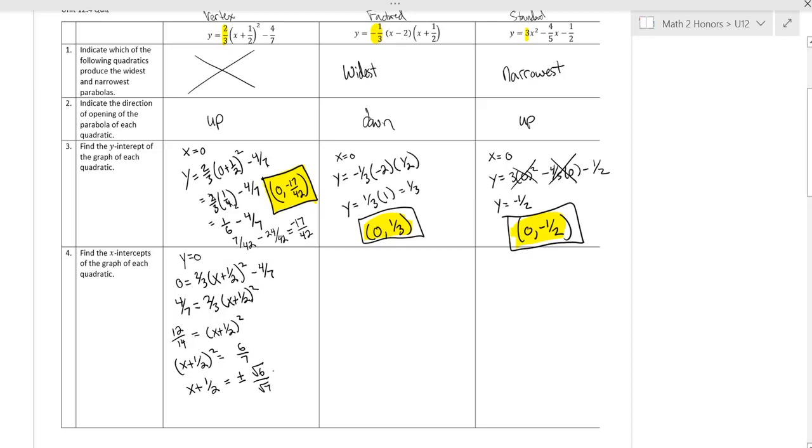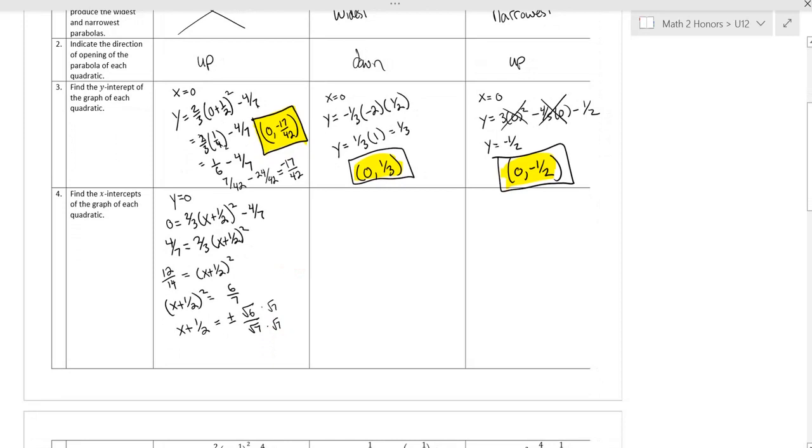And in this case, we can't have a square root in the denominator, so I'm going to multiply top and bottom by square root of 7. And we get x plus 1/2 is equal to plus or minus the square root of 42/7. And 42, if you break that down, is going to be 7 times 3 times 2. There's nothing to do to simplify that further.